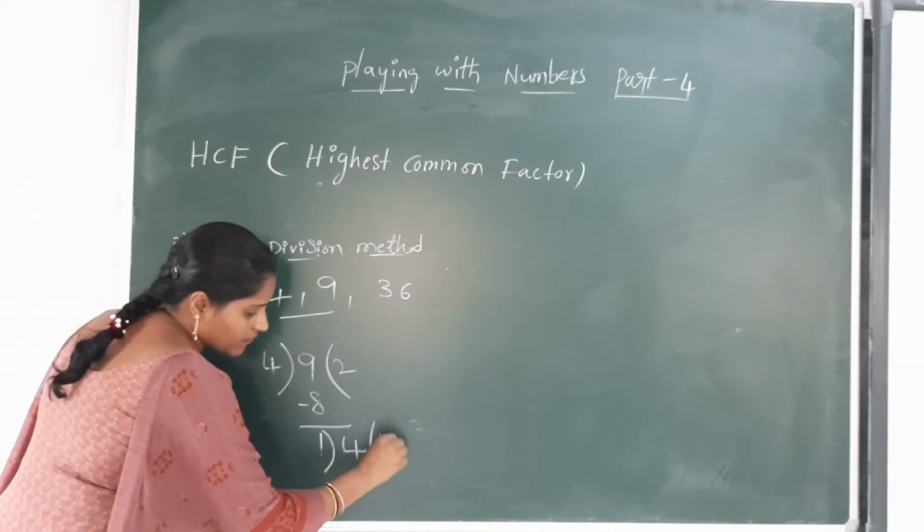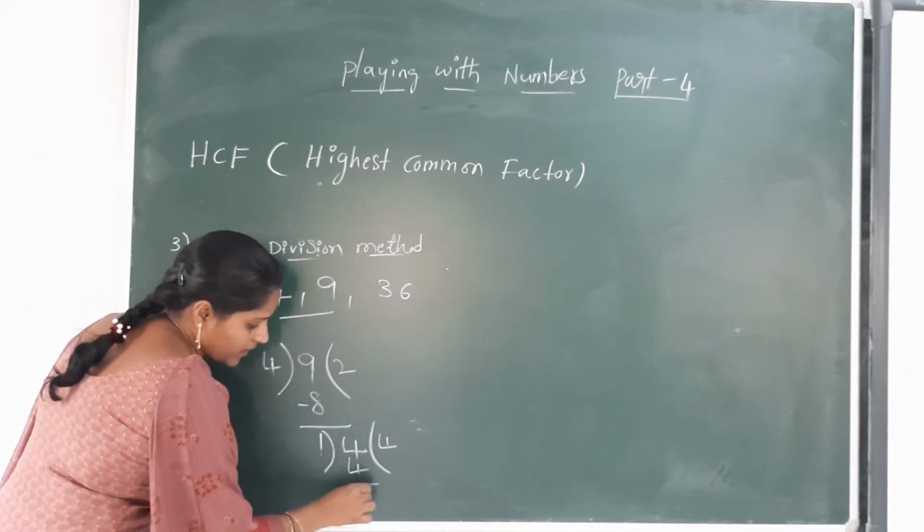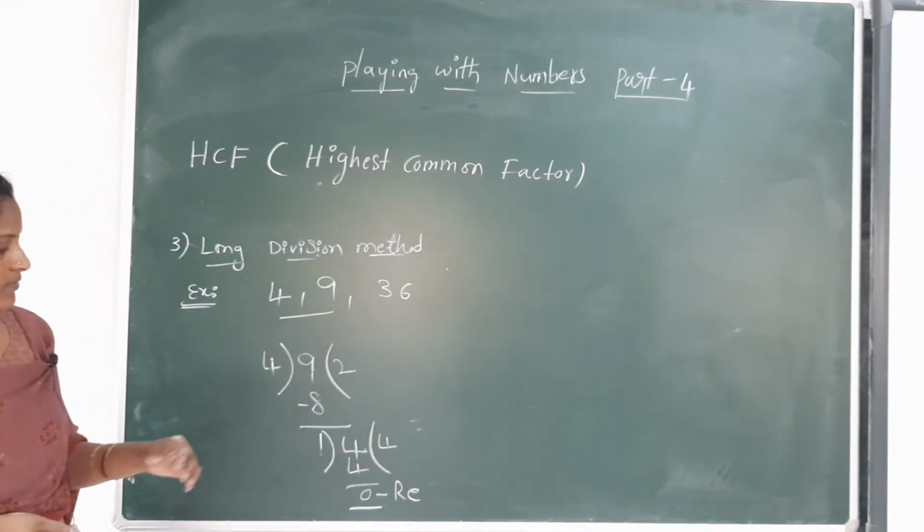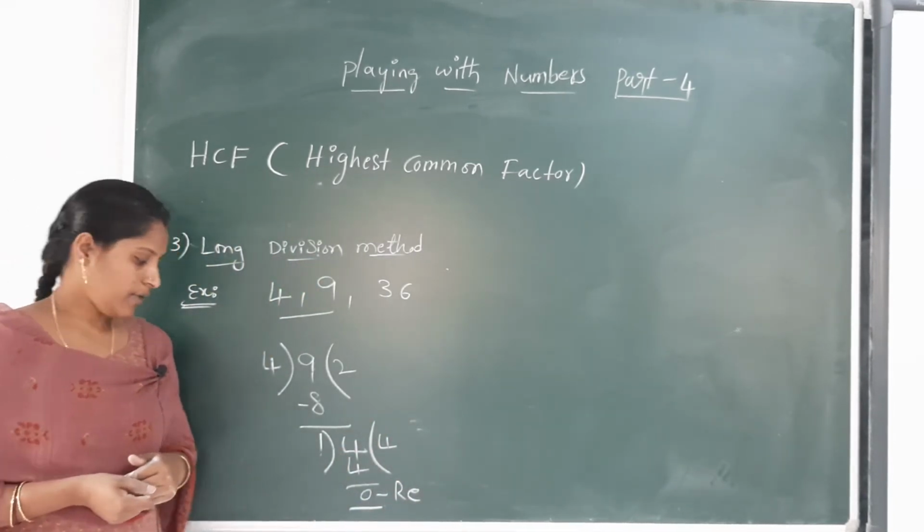One table in this, 4 times 4 1s are 4. Yes, we get 0 as remainder.